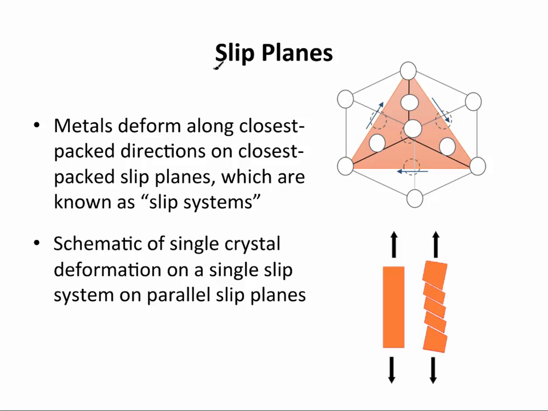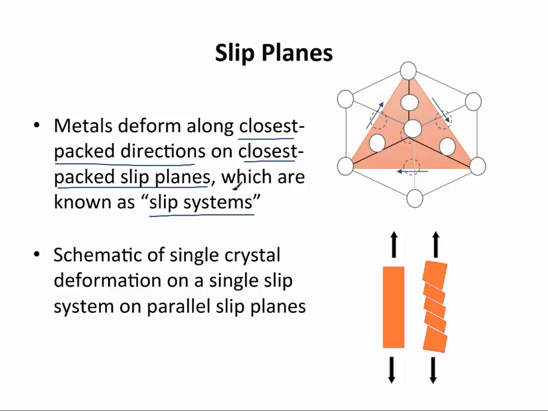Next, I'll be discussing slip planes. So in the schematics on the previous slides, the bonds were breaking along a line and then reforming in order to allow the dislocations to move. This is easier along closely packed directions because the atoms are bonded more strongly, which means they are closer together, so it is easier for bonds to break and then reform. Because of this, metals deform along their closest packed directions on their closest packed slip planes. So each of these closest packed directions on the specific slip plane would be a slip system.